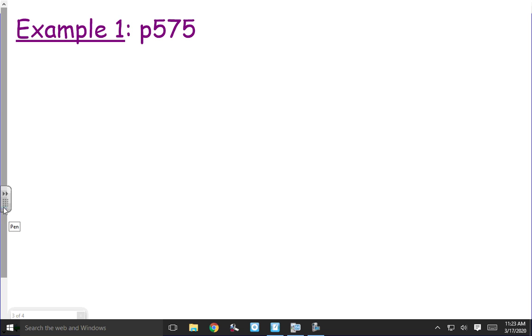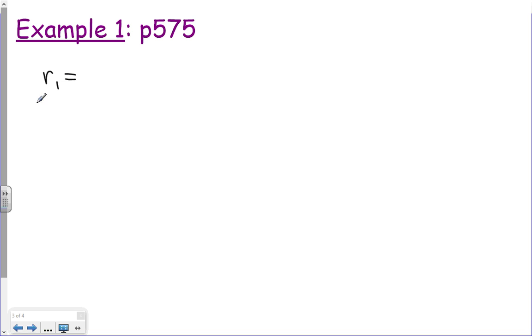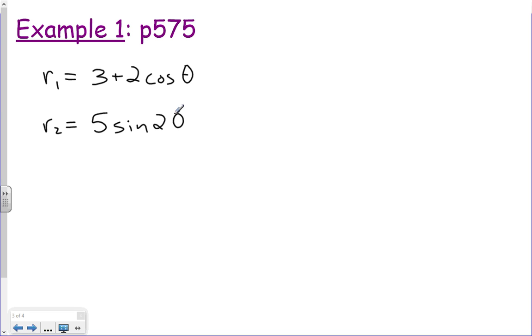They gave us that r1 is equal to 3 plus 2 cosine of theta. And again, hopefully we're getting better and better at recognizing what type of graph these are. They told you in this problem, but hopefully we recognize that's the equation of a limaçon now. And we know a little bit about what that sketch should look like. And then the second equation, r2 is equal to 5 times the sine of 2 theta. And again, hopefully we're getting better at recognizing what that is. That turns out to be a four-leaved rose.